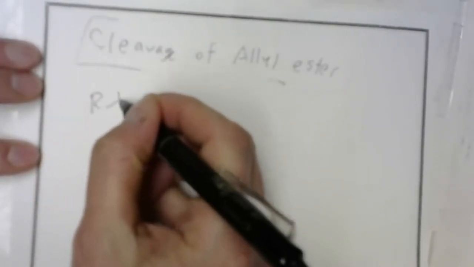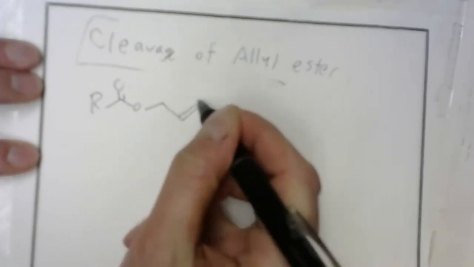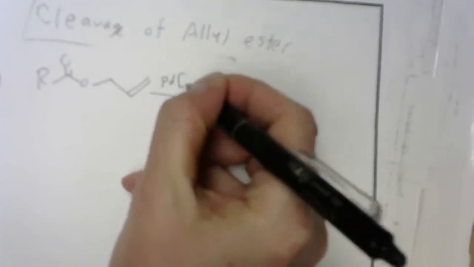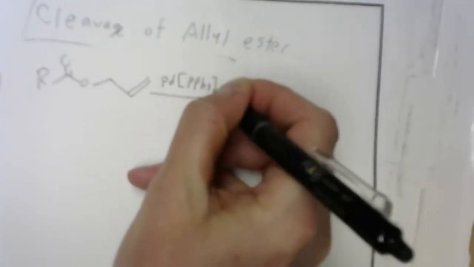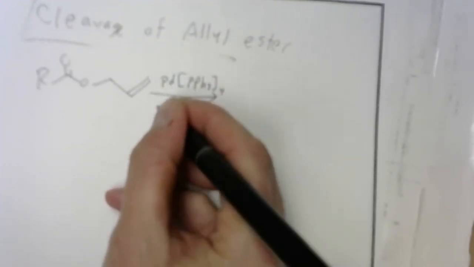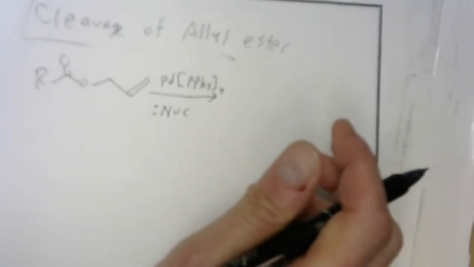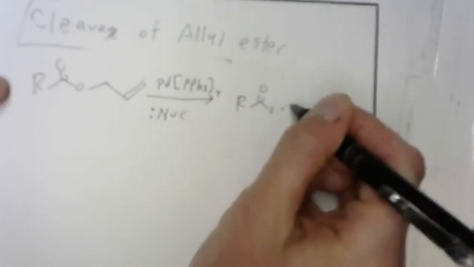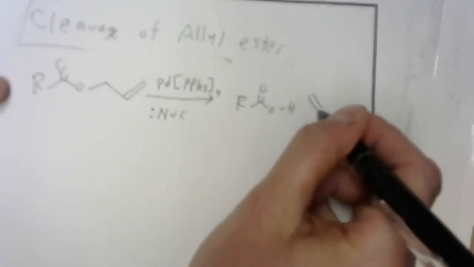All right, so how does this work? Let's draw an allyl ester. There's an allyl ester. And what was the thing we were reacting with? Palladium. Basically, palladium, PPh3 4, and a nucleophile, all right? Palladium zero with a nucleophile, and you get out the carboxylic acid, and the allyl group is now in the nucleophile.